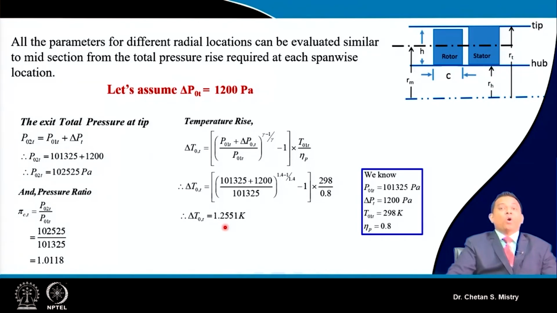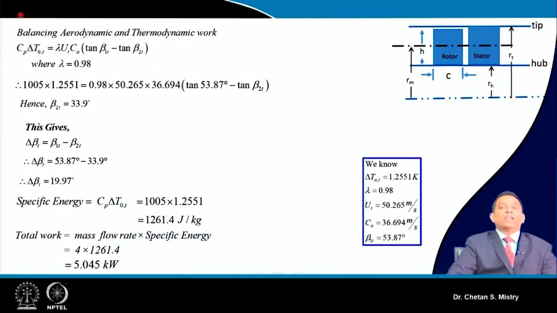Now, once we know our delta T0, that will help us calculate our other parameter. What parameter? We want to calculate the whirl component, or my blade angle, or my relative blade angle. So in this case, we can balance the aerodynamic work and the thermodynamic work, and if we do our calculation, that gives me my beta 2 to be 33.9 degree.